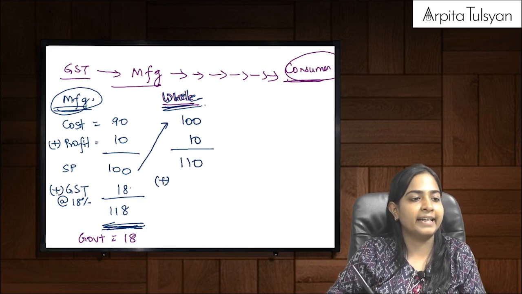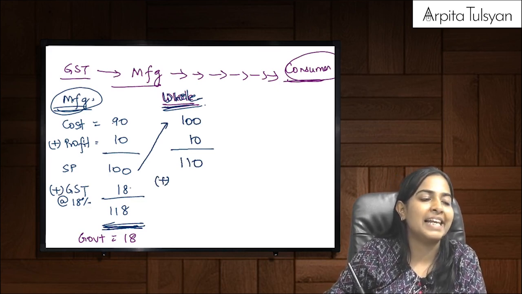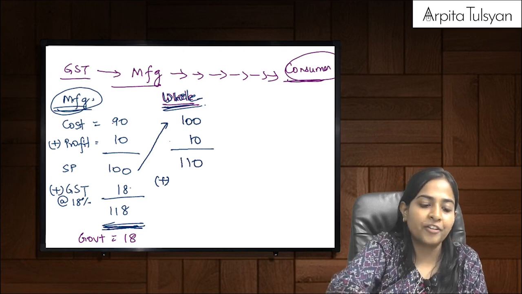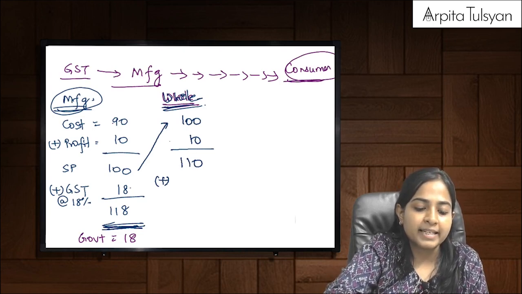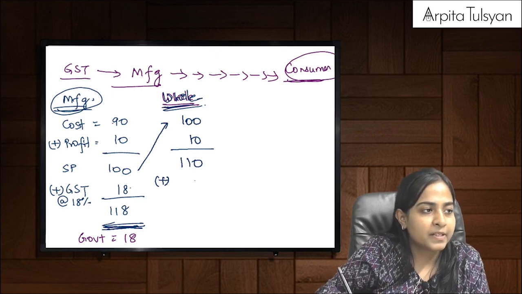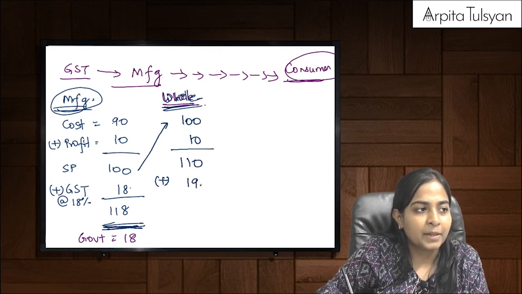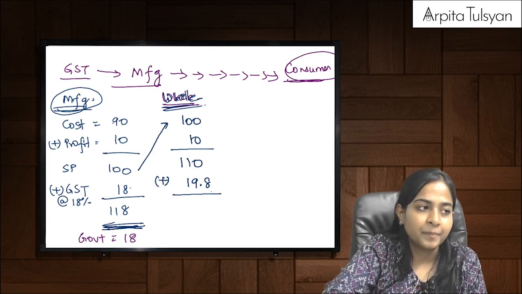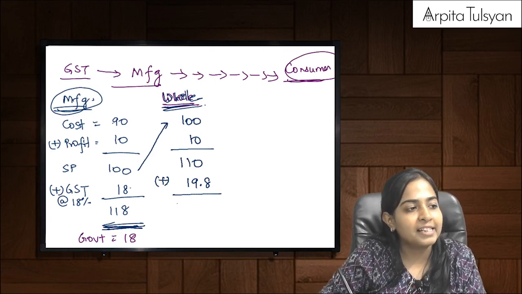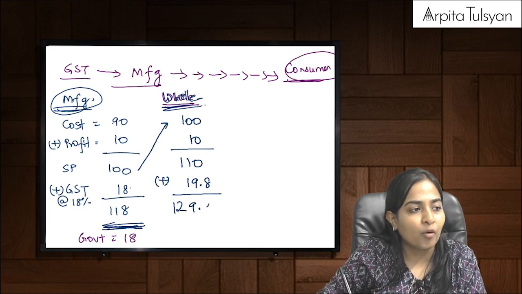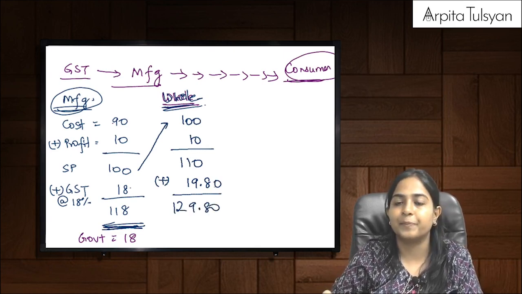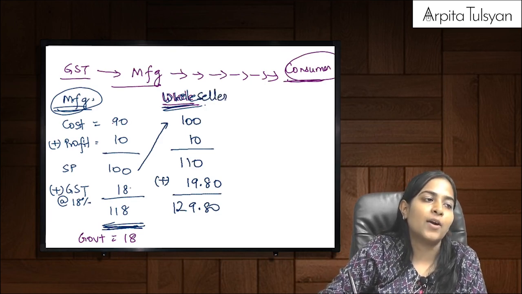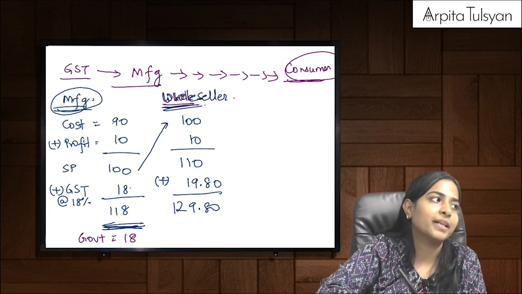On this 110, can we say whenever he is going to sell it further, he will charge GST at the rate of 18%? Yes. Now 18% on this comes to 19.8. Are you clear till here? Yes. So now the final selling price for him is equal to 129.80.